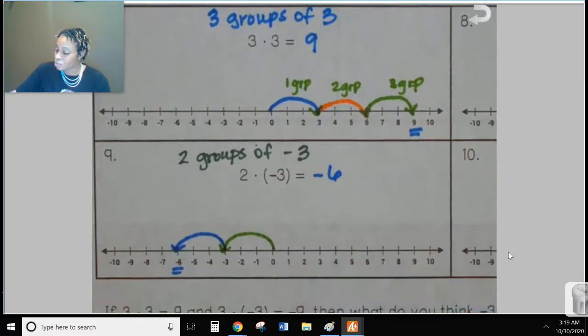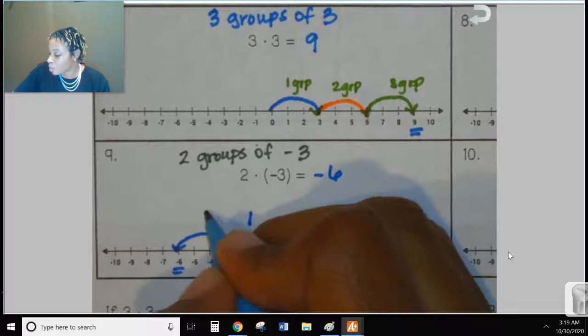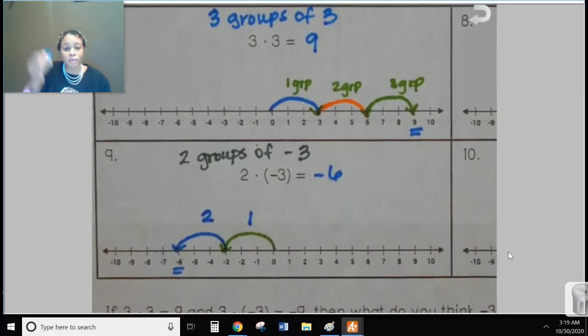So I have 2 groups. This is group uno, group dos, and I'm jumping by 3s. So just think about how this looks so much different compared to addition or subtraction. In addition or subtraction, you normally have those straight arrows going here and then going there. Here we're jumping in groups, okay?